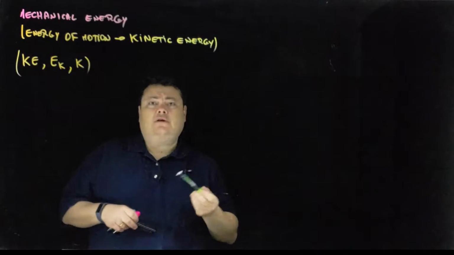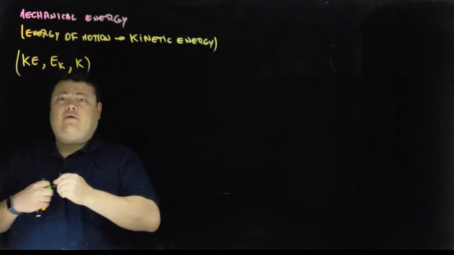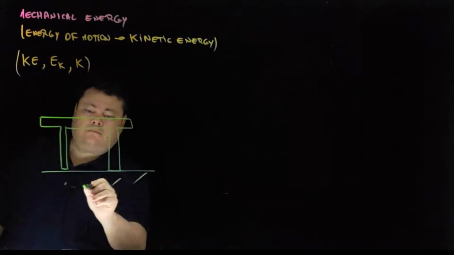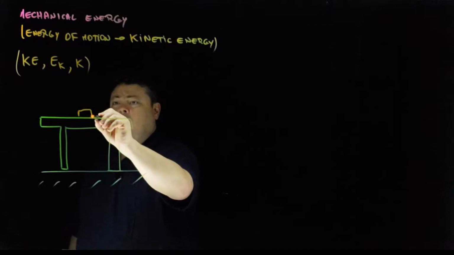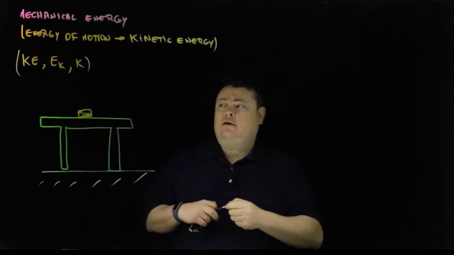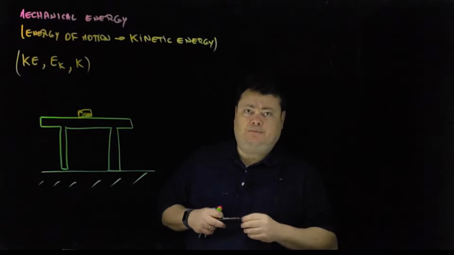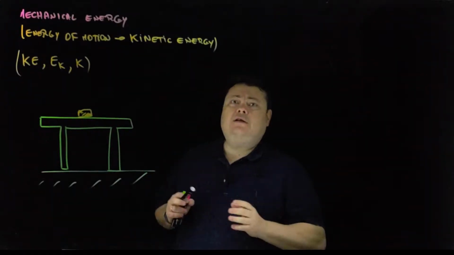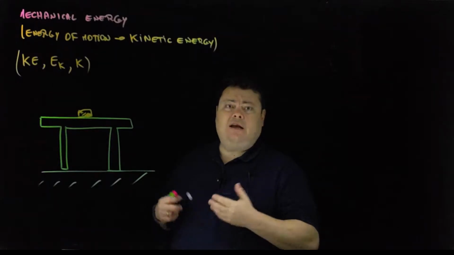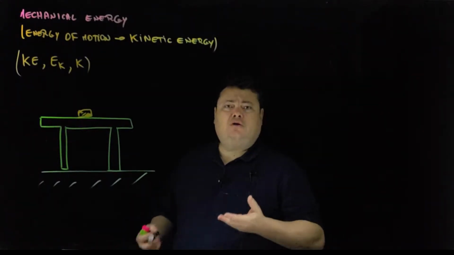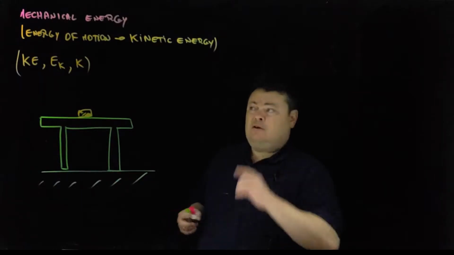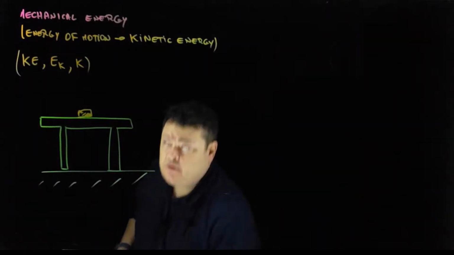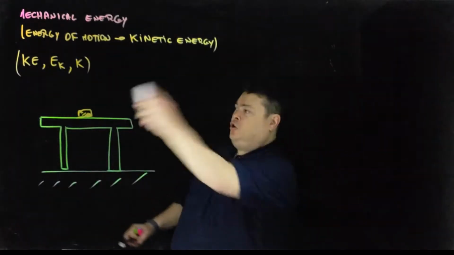Now, let's consider the following situation. We have a table, and then we have an object. It could be an eraser or a box or a rock, something sitting on that tabletop. Does that rock sitting there have any kind of energy of motion, of kinetic energy? No, it doesn't have energy of motion. Exactly, it doesn't.